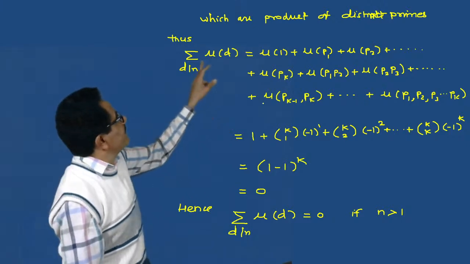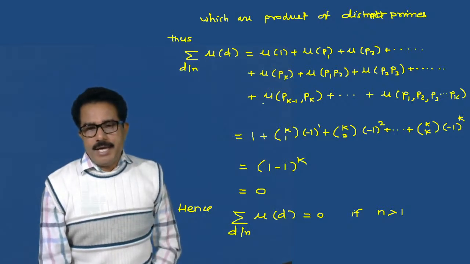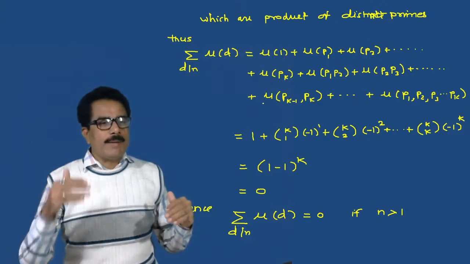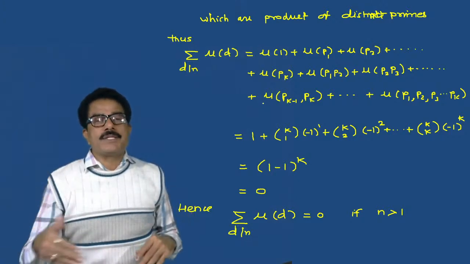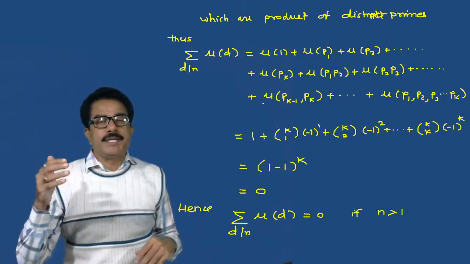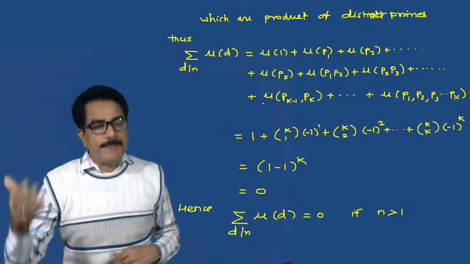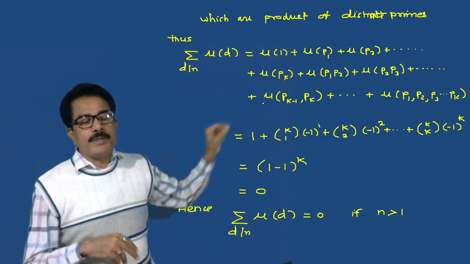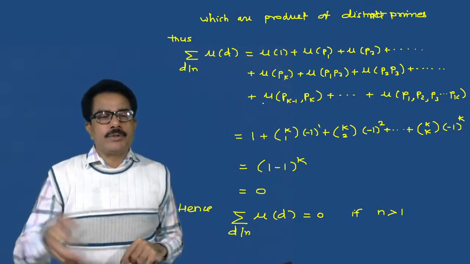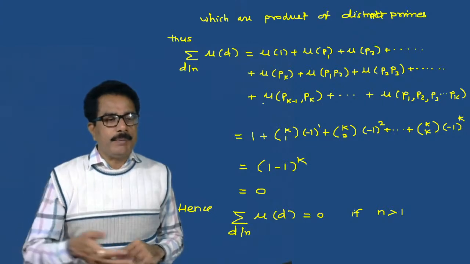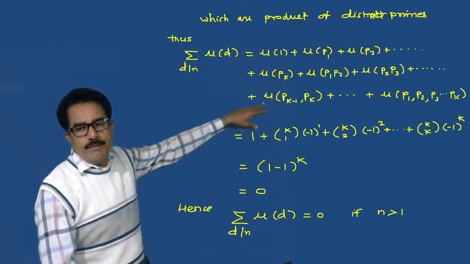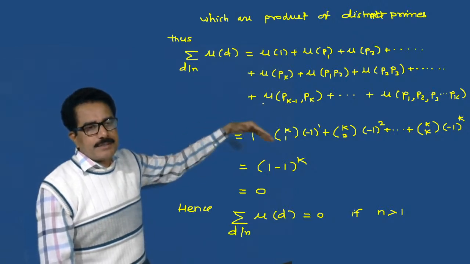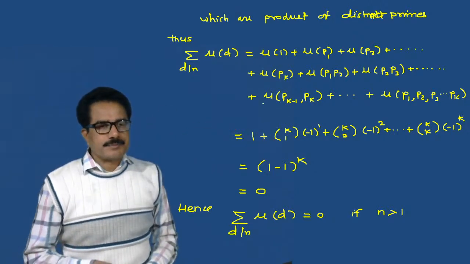Therefore, summation d divides n of mu of d is equal to mu of 1 plus mu of p1 plus mu of p2 plus mu of p3 dot dot dot mu of pk. Again the product, plus mu of p1 into p2, plus mu of p2 into p3, mu of p3 into p4, dot dot dot mu of p(k-1) into pk, plus dot dot dot in this way.